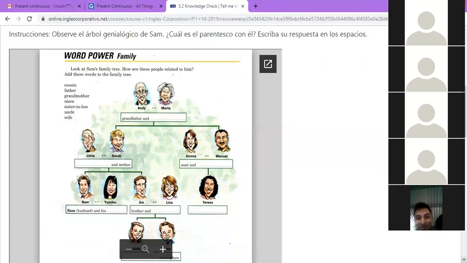How do you say tobillo in English? Ankle. Okay. And how do you say tío in English? Uncle. Tobillo, ankle. Tío, uncle. Okay, uncle, tío. Ankle, tobillo.